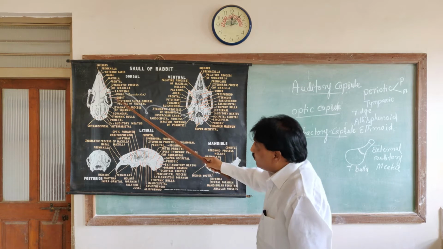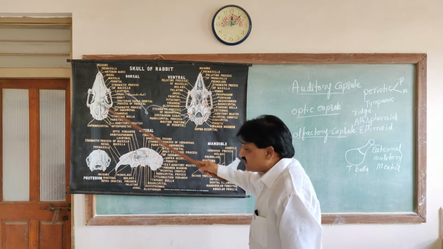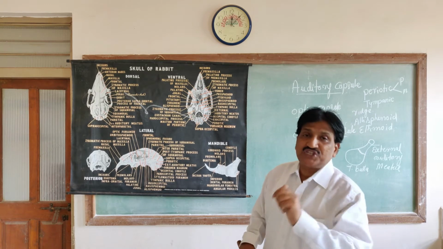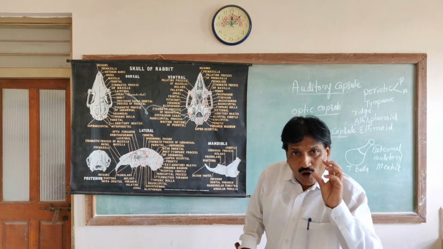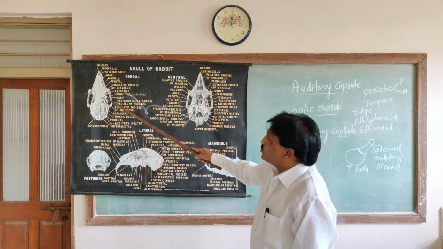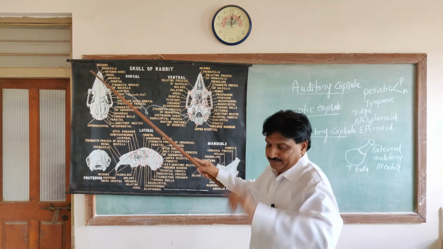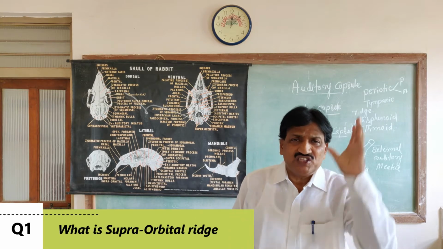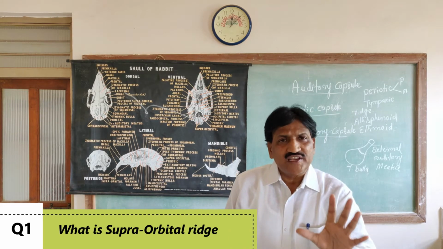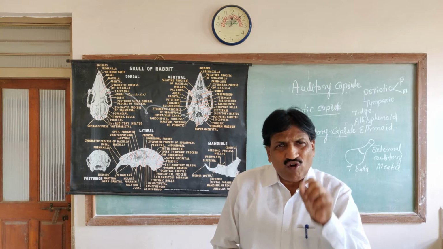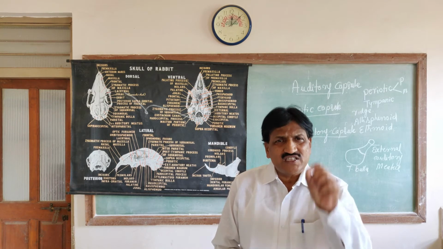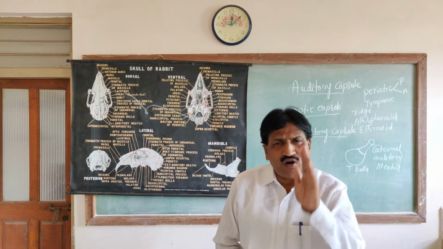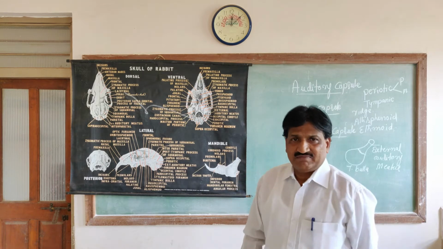Each frontal bone on the lateral side produces an outward projection, and that outward projection is called supraorbital ridge. There is a question: what is supraorbital ridge? Your answer is, on each lateral side the frontal bone produces a projection process called supraorbital ridges over the orbit. That's all.